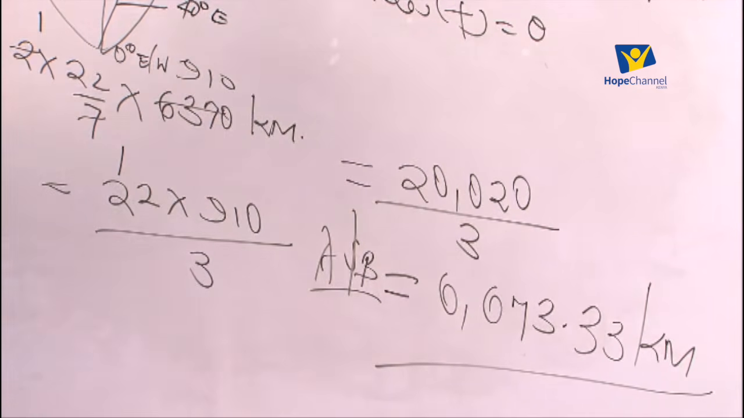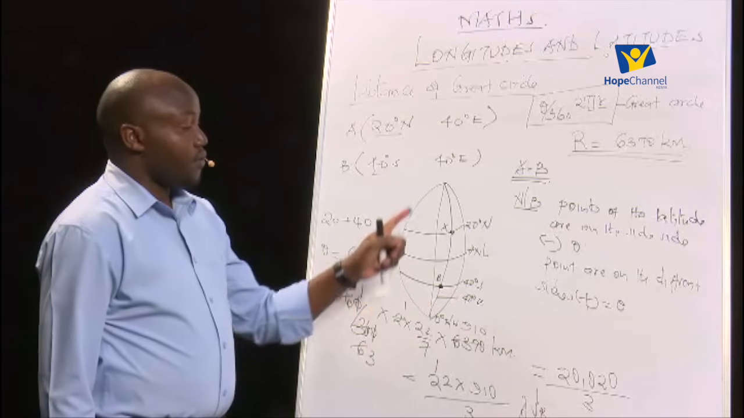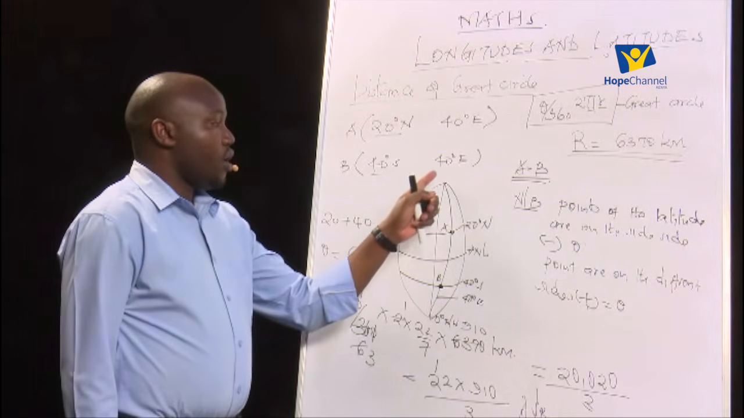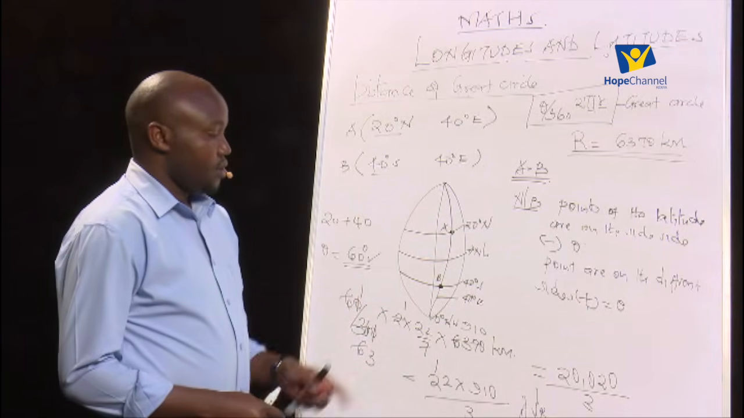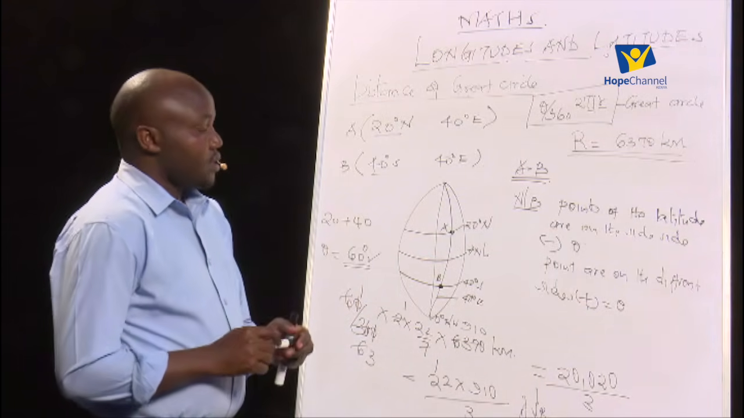So it's along what? The great circle. And for any points to be on the great circle, all of them must lie on the same longitude for them to qualify to be the great circle.